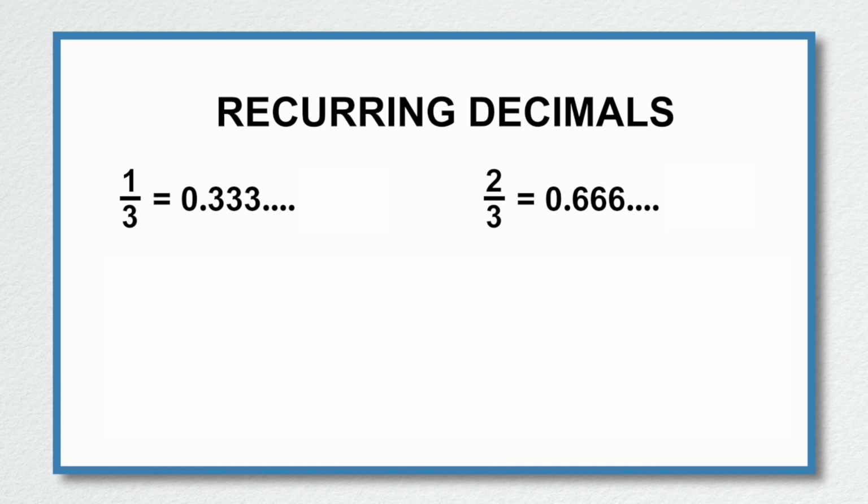With 0.3 recurring, because it is 3 that is repeating itself, I can write it like this, by putting a dot over the 3 to signify that the 3 is repeating. I can also do the same for 0.6 recurring, by writing 0.6 with a dot over the top. I did briefly look at this in a previous video when we were looking at fractions, decimals, and percentages.